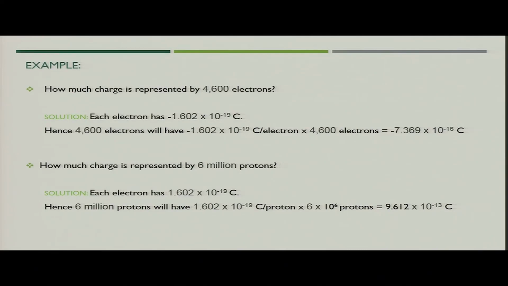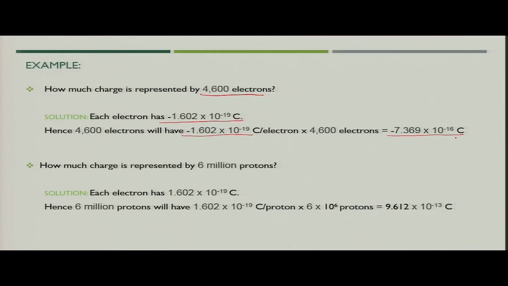Let us take one example: how much charge is represented by 4600 electrons? Since you know that the charge of one electron is minus 1.602 times 10 to the power minus 19 coulomb, for 4600 electrons the total charge is simply 4600 multiplied by that. So, you will get minus 7.369 times 10 to the power minus 16 coulomb.